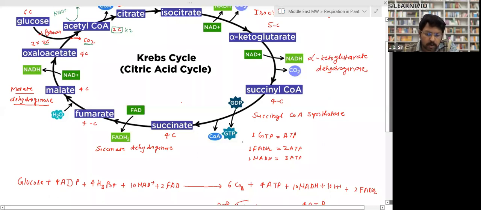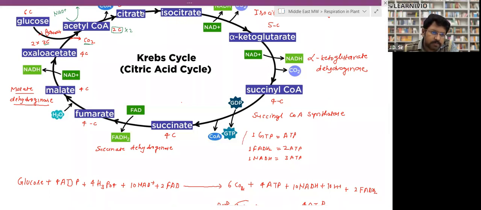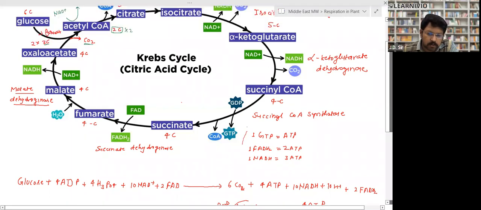I have already told all this concept over here. So GTP is always equal to... 1 GTP is equal to 1 ATP.